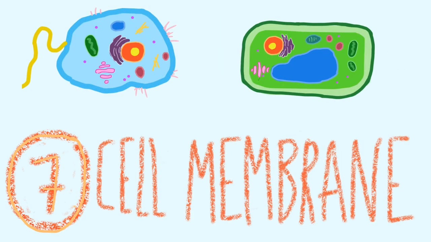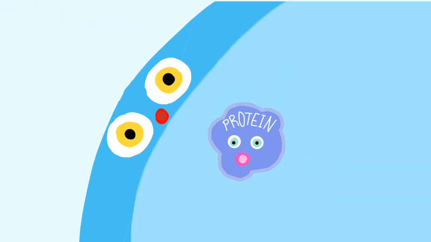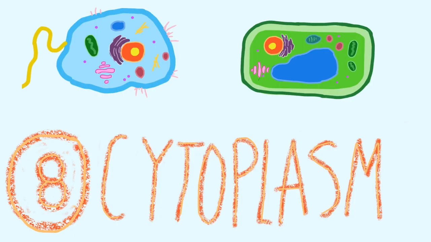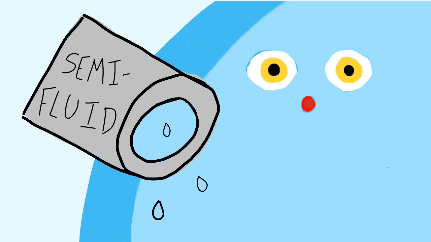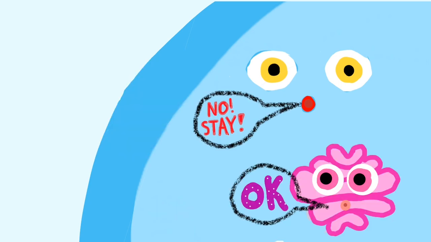There is also the cell membrane, which encloses the cell. It provides protection by regulating what can enter or exit the cell, making this membrane known as semi-permeable. The cytoplasm is another essential part of the cell. It is semi-fluid and composed mostly of water. It also helps hold organelles in their place.